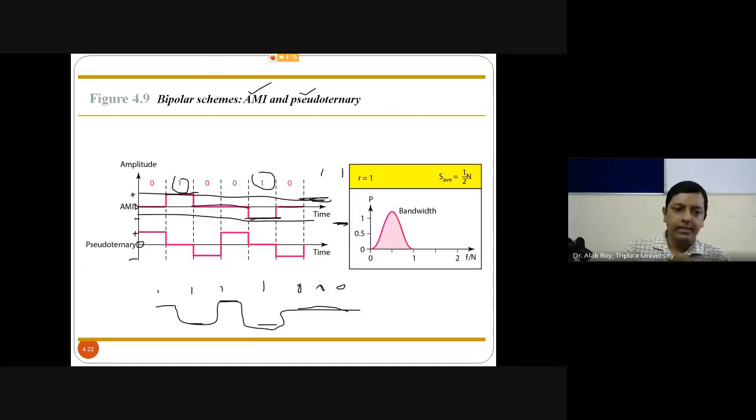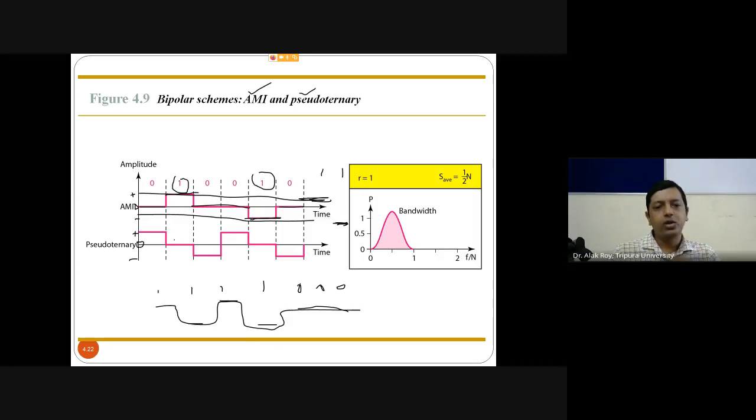Pseudo ternary is just the opposite of AMI. For 1, it will be in the reference line, the 0 line, 0 voltage, or the second level you can say. And for 0 it will be high, low, high, low. So that is all about AMI and pseudo ternary, and with that we are closing line encoding, also known as digital data to digital signal conversion.